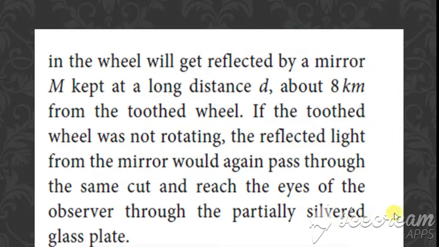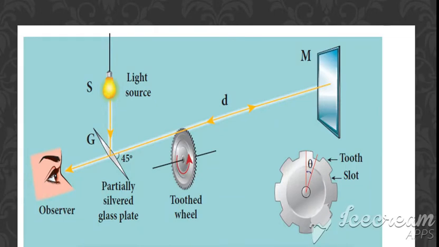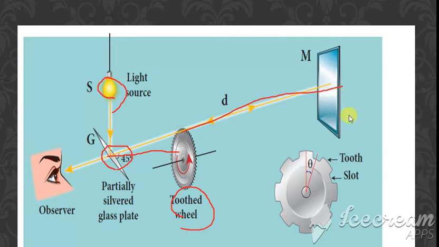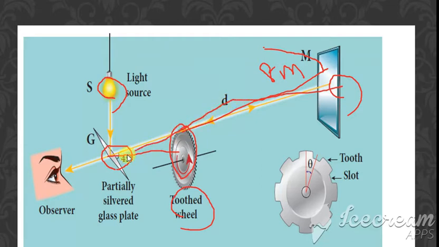So this is the experimental arrangement, and this gives the diagram for it. Light from a source is made to pass on the glass plate. From the glass plate, it falls on the toothed wheel, and from that, it is made to fall on the mirror, which is placed at a distance of what? 8 kilometers. Then from this mirror, if the toothed wheel is not rotating, it is reflected back along the same path and reaches the eye of the observer. So it has n teeth and n cuts.